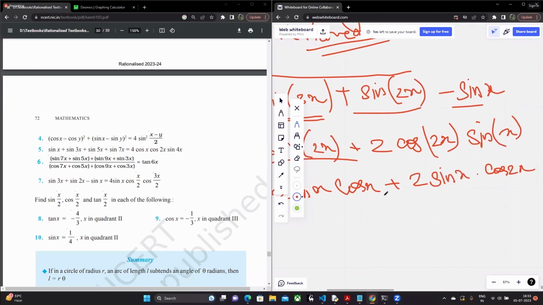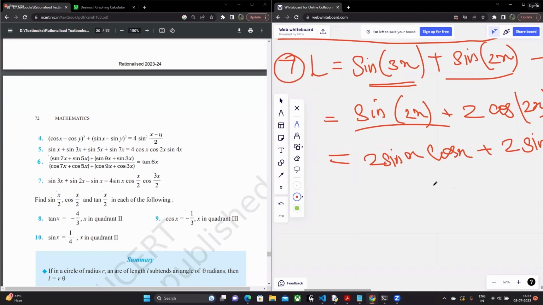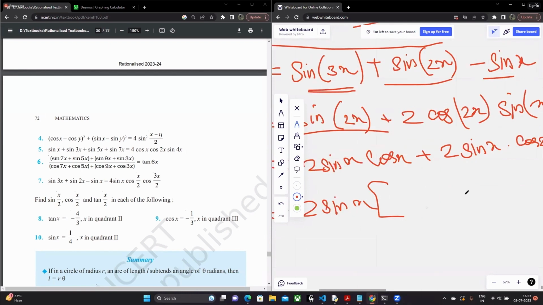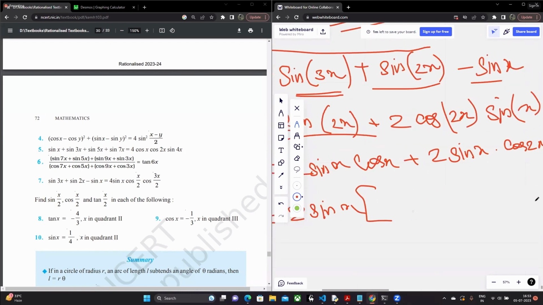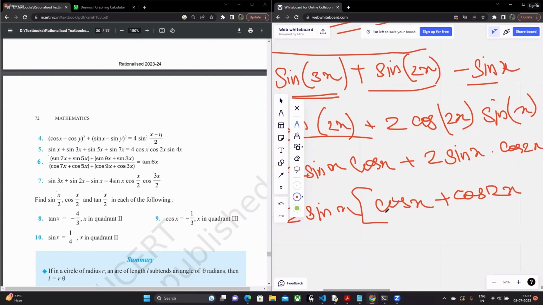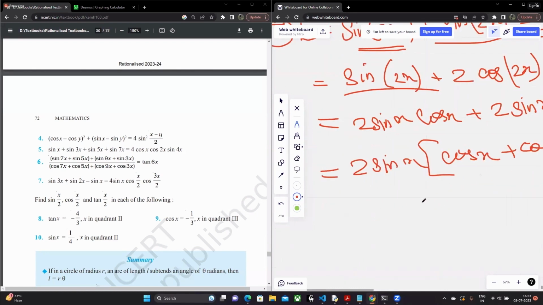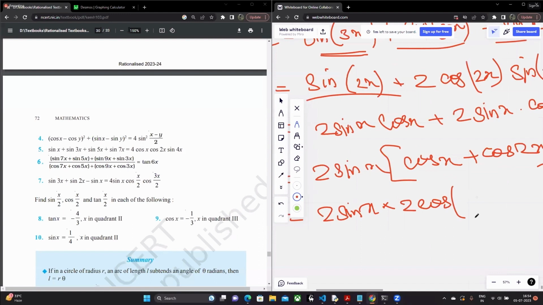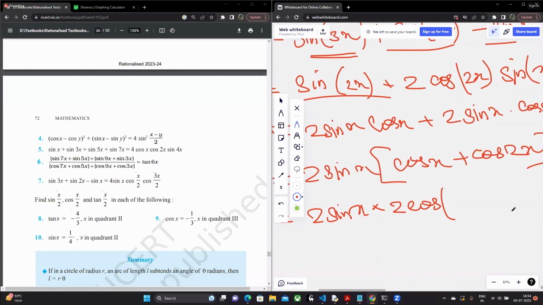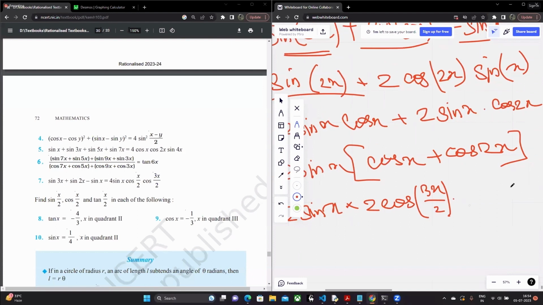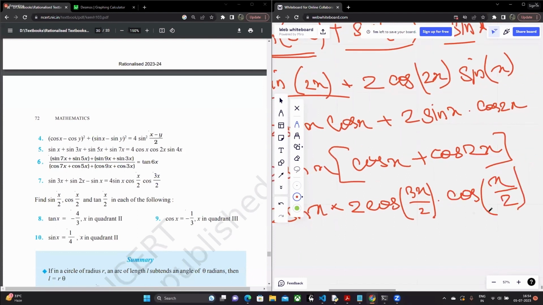So I'll take 2 sin x common out. I'll have this to be cos x plus cos of 2x, which is basically 2 sin x into 2 cos of (x plus 2x) by 2, that is 3x by 2, into cos of (x minus 2x) by 2, that is minus x by 2. Since it's cos, it's even. Cos of minus x by 2 is the same as cos of x by 2. So I'm not bothering with the minus.